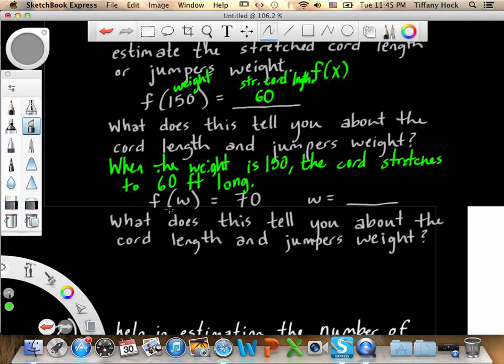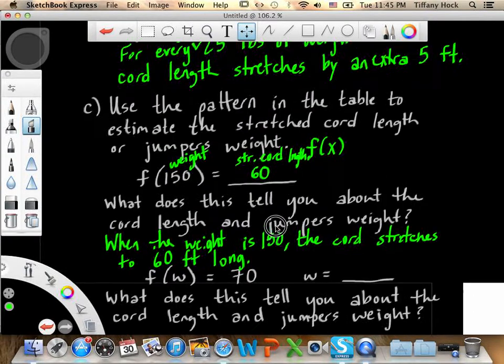Okay? But they do actually write it out as f of w, which can be a hint that the w represents weight. So if you see a variable like w in the parentheses, this is what we're trying to find here. Especially, it's kind of obvious over here because it's asking us what does w equal. So if the weight is what we don't know, but 70 is representing something else, in this case it's going to represent the cord length, we need to figure out what weight will give us a cord length of 70.